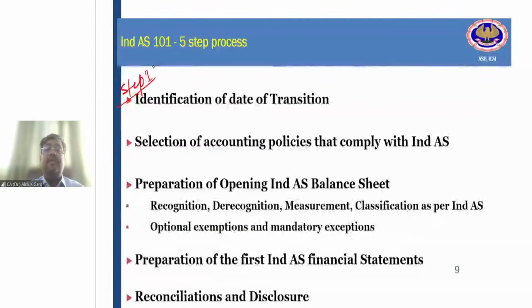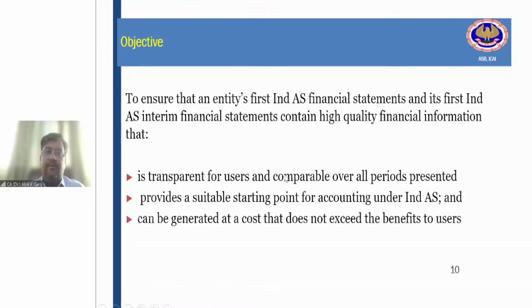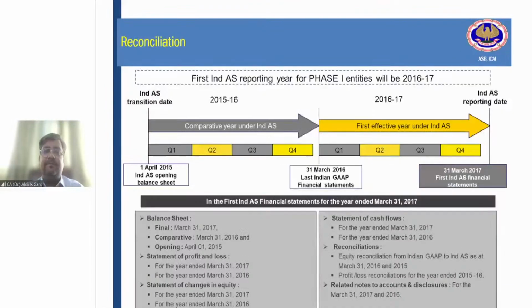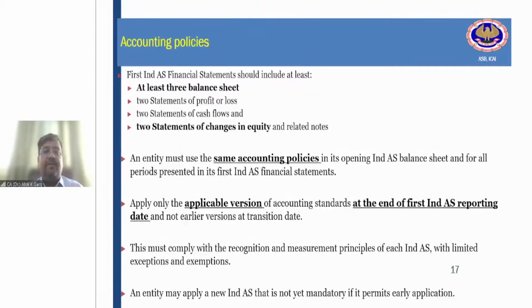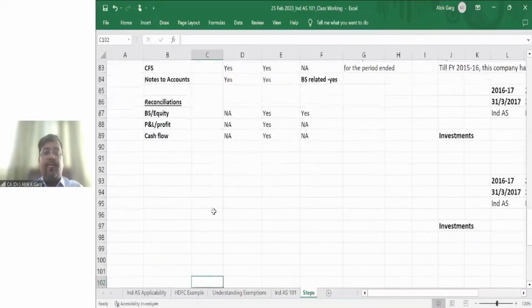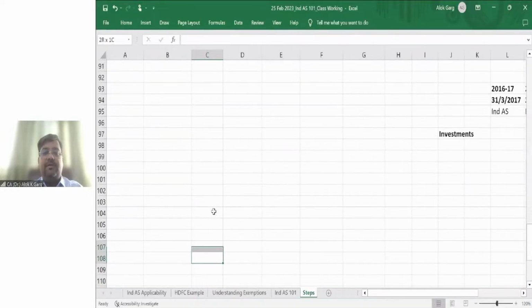Step number 2, selection of accounting policies that comply with Ind AS. Now, friends, what does it mean? Let's discuss. This reconciliation part we have discussed. This deliverables part we have discussed. Now let's discuss the second one, which is selection of accounting policies. Let me take you again to my Excel file and let's discuss step number 2.